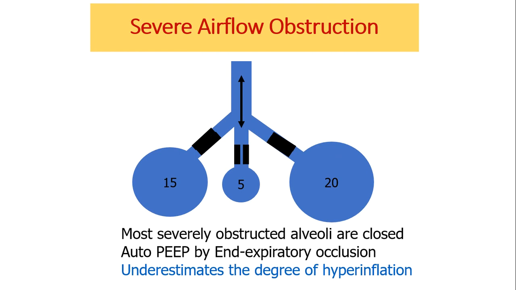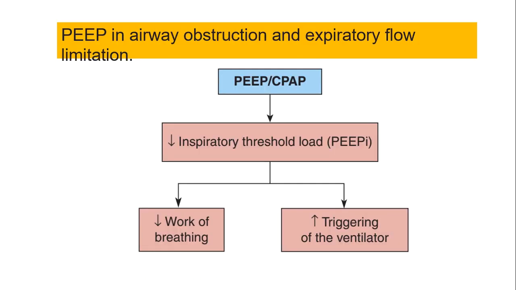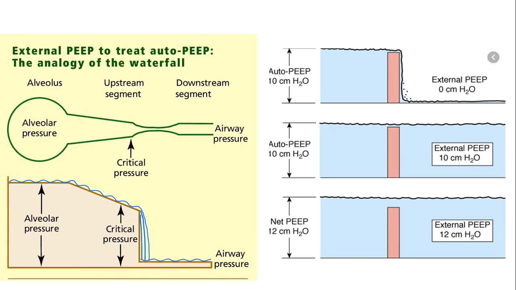So it always underestimates the degree of hyperinflation. Whatever auto PEEP you get, it's always an underestimate. The original value is much higher. How does it affect you? Because of auto PEEP, the inspiratory threshold, or the amount of inspiratory work of breathing, the triggering work of breathing which you require, is much more increased. Increased effort to trigger the ventilator, and this is the waterfall phenomenon which I was telling you about.